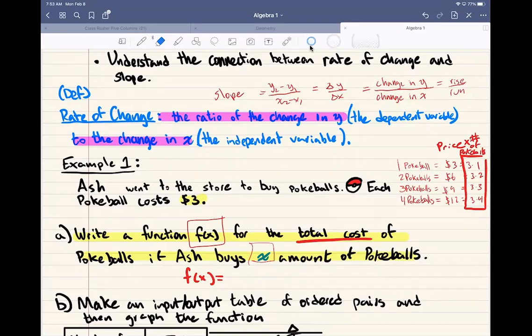So let's do that. Let's write that. We're gonna write the price, which is $3. The price of the Pokeball, which is $3, times, and then how many Pokeballs are we buying? We're buying X amount, right? So we don't really know. We're just putting a placeholder variable, right? So it's going to be 3 times X. And that's it. That's going to be our function.